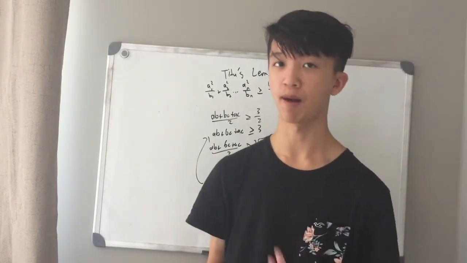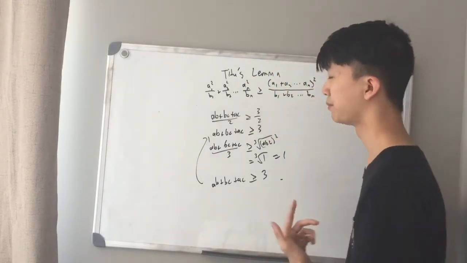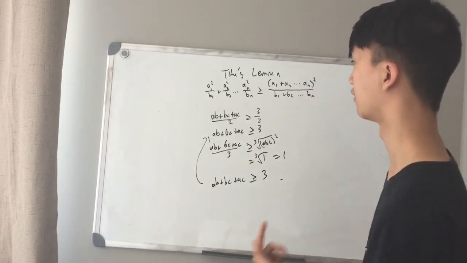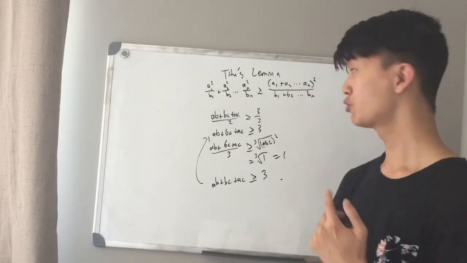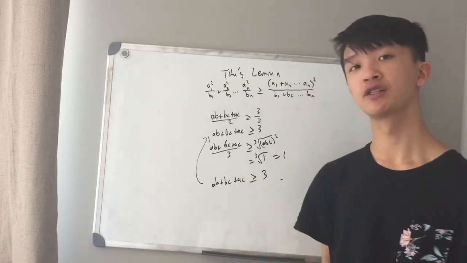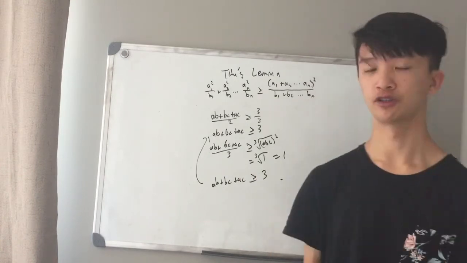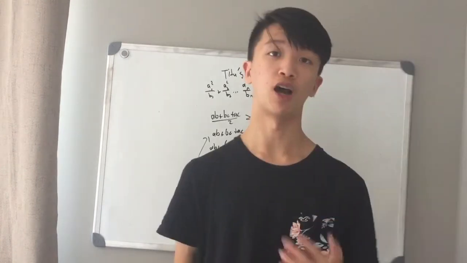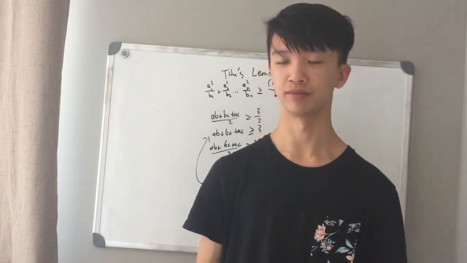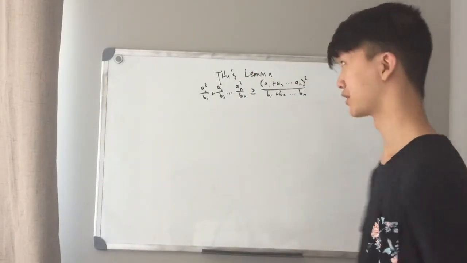So we have solved this problem much faster using Titu's lemma because we already know which special case of Cauchy-Schwarz we are looking for. And because we see squares in the numerator, we can use this special case of Cauchy-Schwarz to solve this problem much faster. Alright, and now let's move on to the next problem. Alright, and now our next problem is right here.